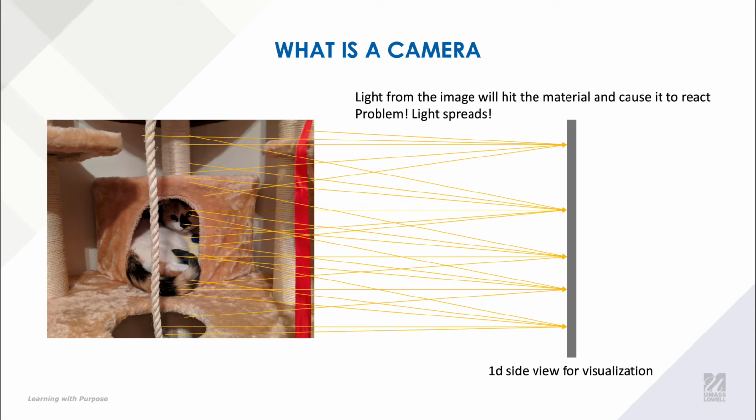Unfortunately, light doesn't really work that way. Light spreads out. So each point on the right-hand side here experiences light from multiple points in the real world. And what this means is you're just going to end up with a really blurry mess that's just faded out and completely worthless. So what do we do here?